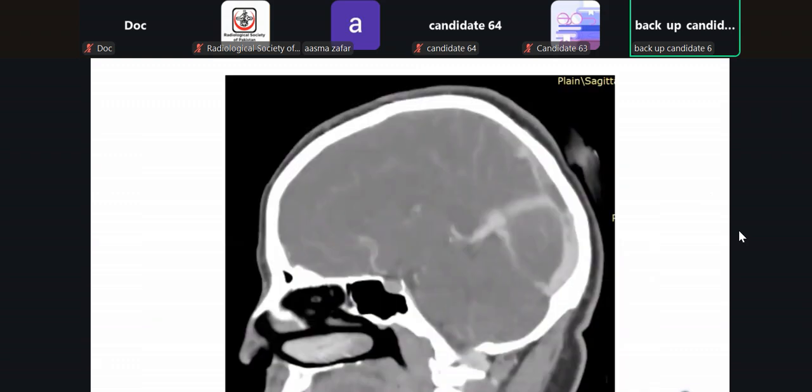Same patient? Yes. Okay, in these, I can appreciate increased enhancement of the pituitary gland, and also the sinuses appear to be engorged with hyperenhancement. So these are findings that are consistent with intracranial hypertension.